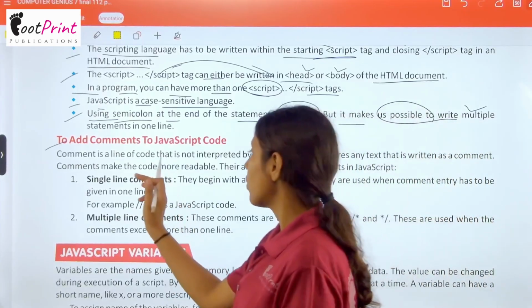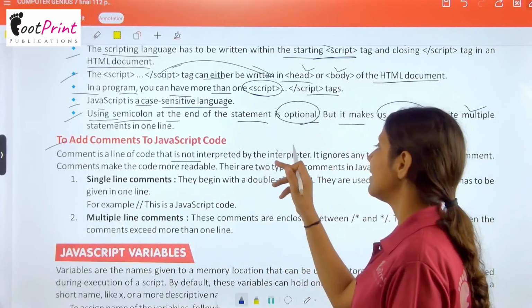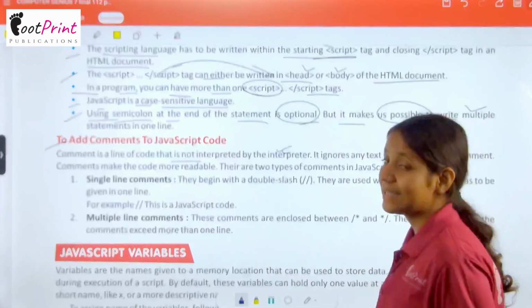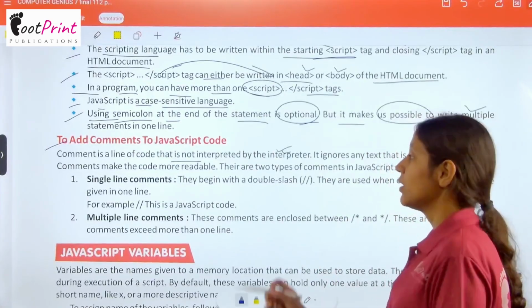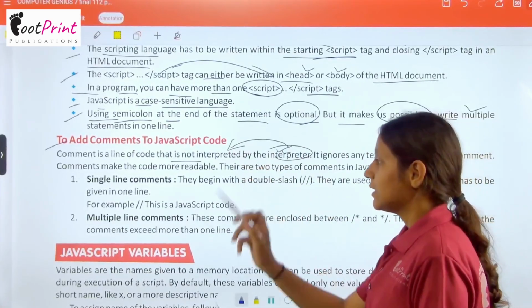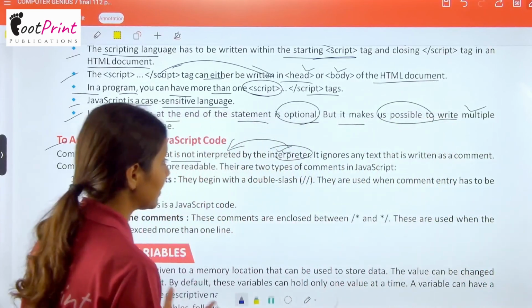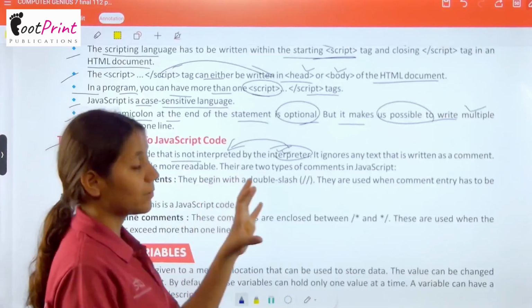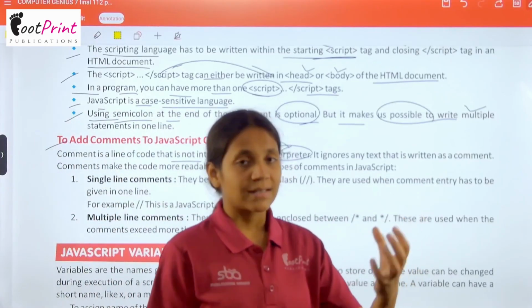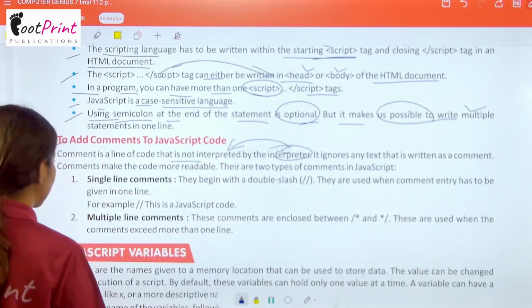A comment is a line of code that is not interpreted by the interpreter. Comment एक ऐसी लाइन है कोड की जो कि इंटरप्रेटर से इंटरप्रेटेड नहीं होती है. It ignores any text that is written as a comment. जो भी आप कमेंट में लिखते हो वो एग्जीक्यूशन से इग्नोर होती है, वो दिखती नहीं है.